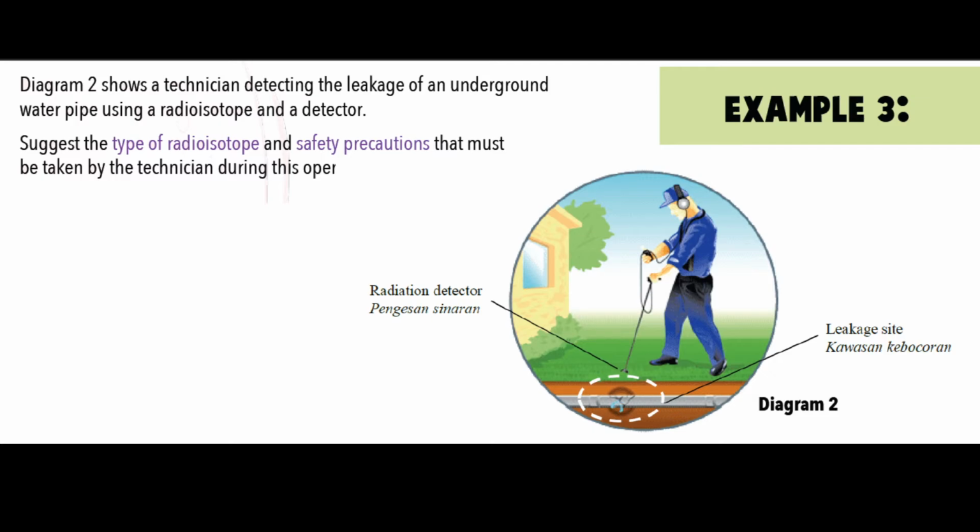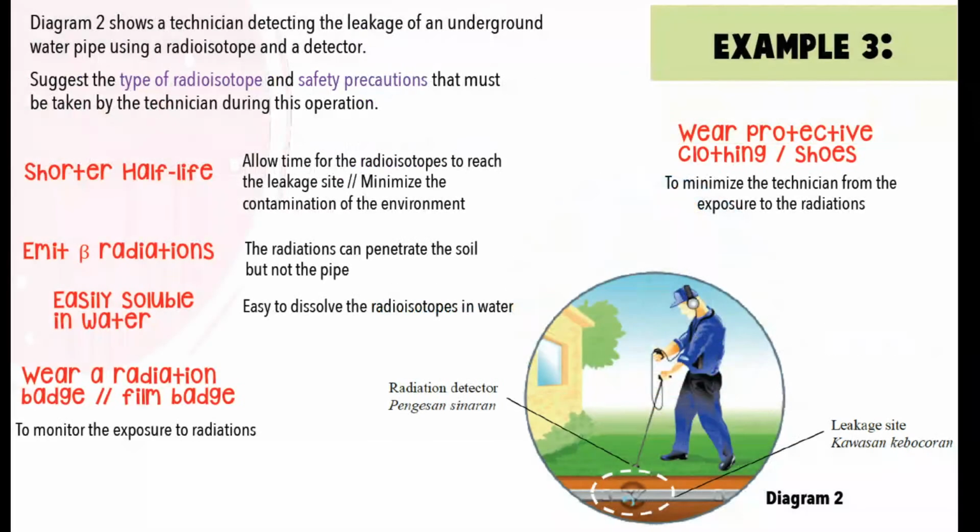Now we're going to see the actual answer. First one, and one more I missed already, half-life. I'm talking about the half-life also. A shorter half-life allows time for the radioisotope to reach the leakage site. Another one is to minimize contamination of the environment. That means they do not stay longer in the soil, which would destroy the environment. Next one, it emits beta radiation, because beta can penetrate through the soil but not the pipe.